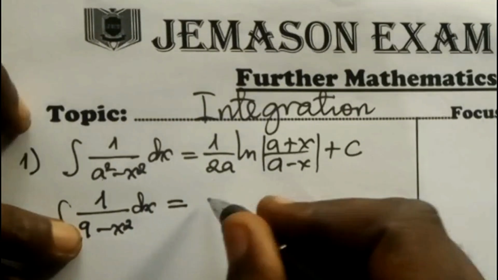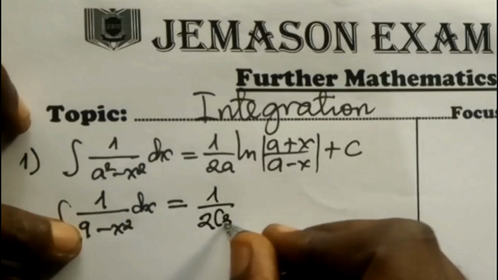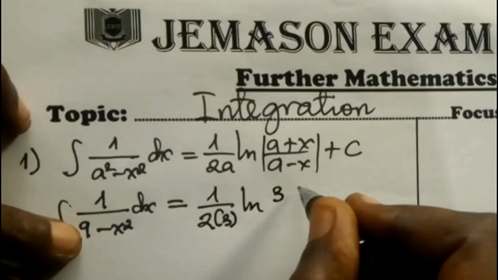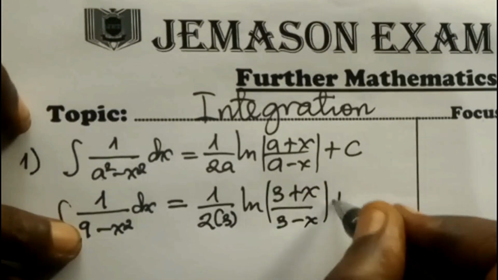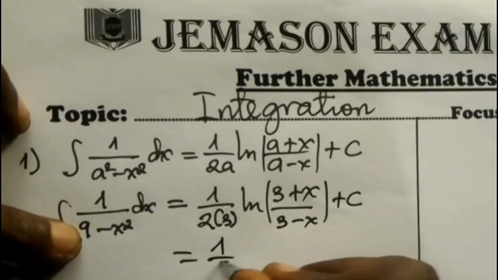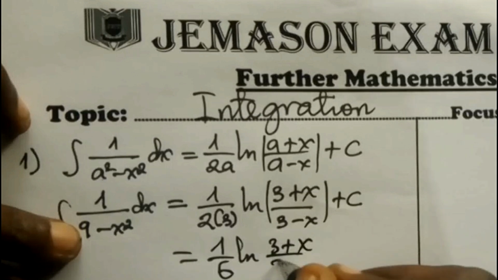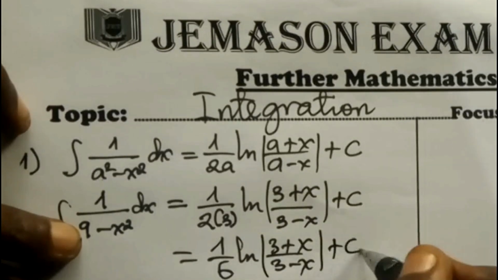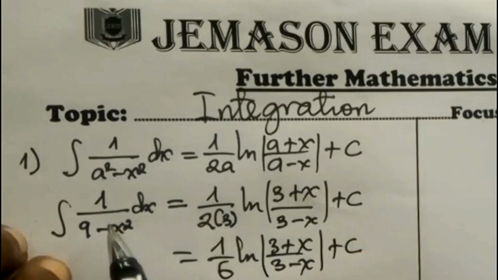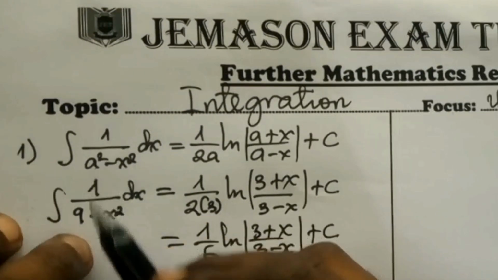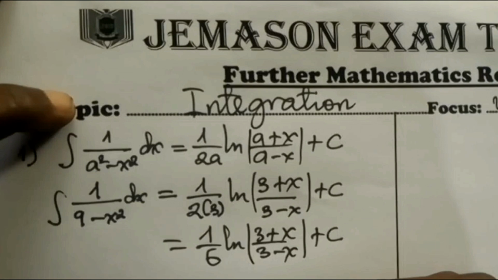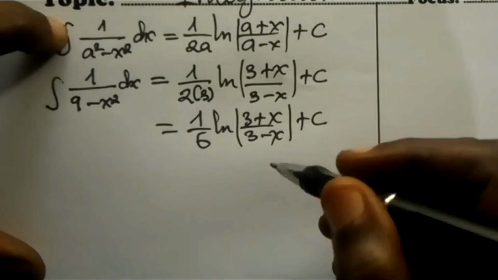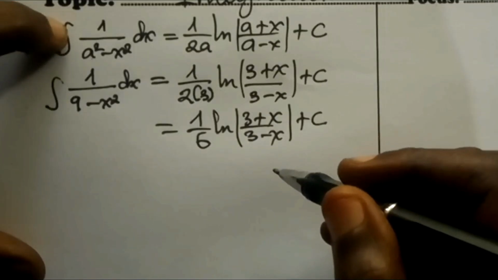Then I apply the formula directly. I get 1 all over 2 into 3, which is the a, ln of 3 plus x all over 3 minus x plus c. And so the answer is 1 over 6 ln of 3 plus x all over 3 minus x plus c. You can otherwise do this integral by first expressing 1 all over 9 minus x squared in partial fractions. Under applied mathematics, we get very often integrals where we have to apply this, especially in a situation where we are modeling problems using differential equations.